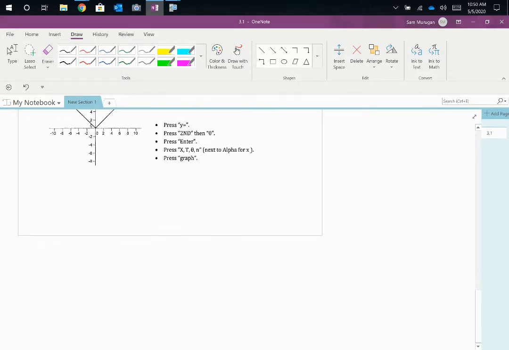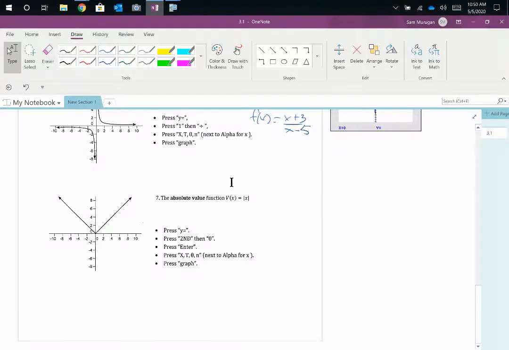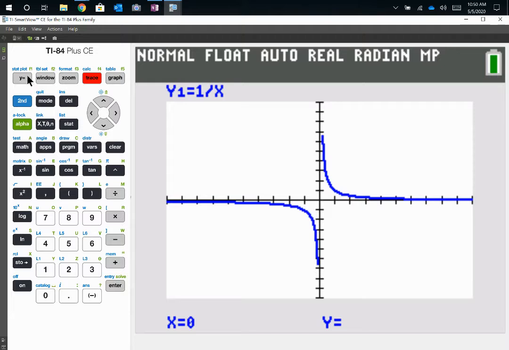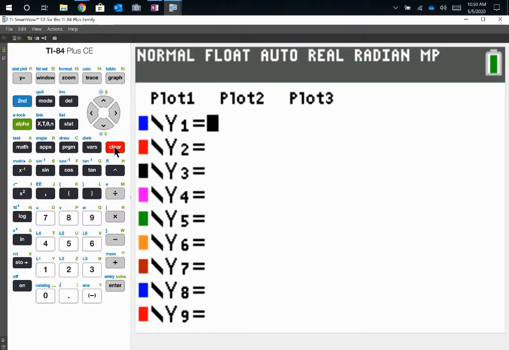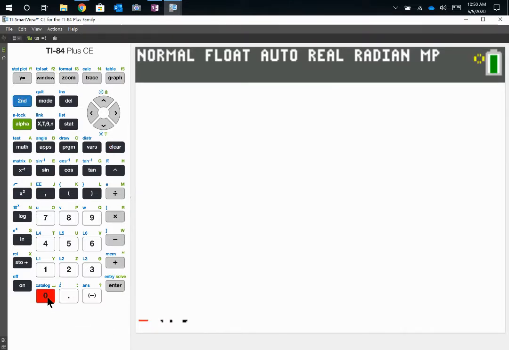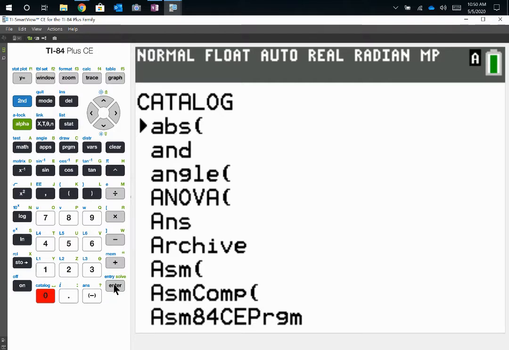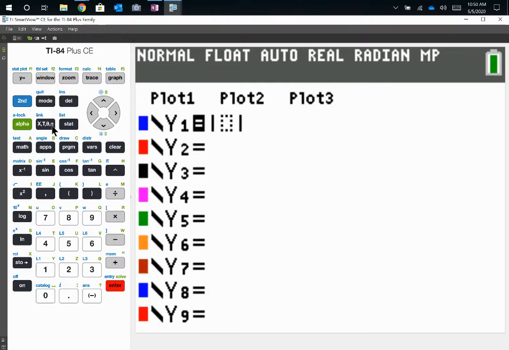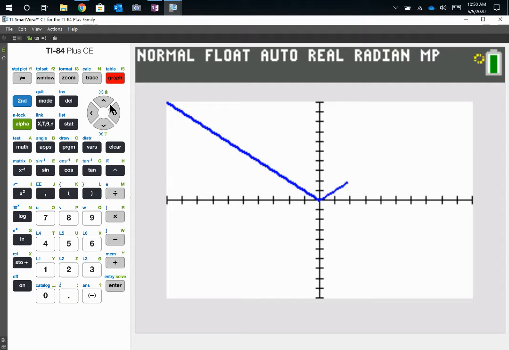And the last major family is the absolute value function. So y equals, clear it. You want to access absolute value from the catalog. So second and the 0 button, and select the first item that you see there, and type in your variable. Get out of the absolute value sign by moving forward, and graph it. And this is the absolute value function.